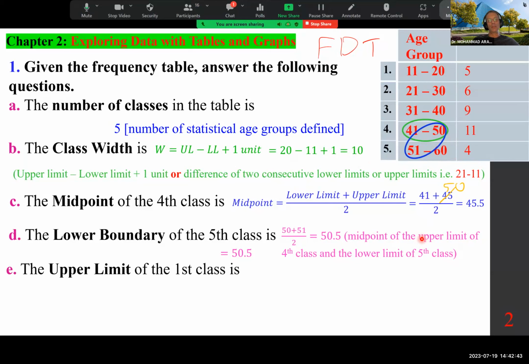The upper limit of the first class. Remember, these are the lower limits. These are the upper limits. So what is the upper limit of the first class? Here's the first class, and 20 is the upper limit. So this is the upper limit, number 20.